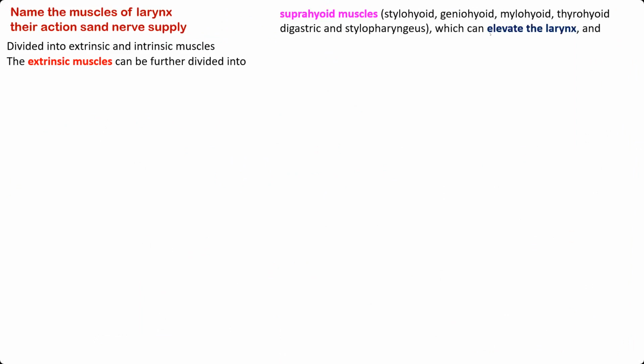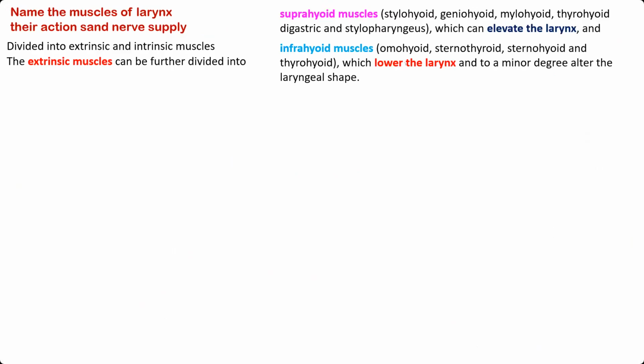Whenever you turn your neck or extend your neck, these muscles are the ones which also pull the larynx along with that. And the infrahyoid muscles are omohyoid, sternothyroid, sternohyoid, thyrohyoid, which lower the larynx. So to counteract the elevation, you have muscles which can lower the larynx. And the intrinsic muscles are the ones which control the vocal cord functions. And they can be classified into adductors, abductors, and tensors of the vocal cord.